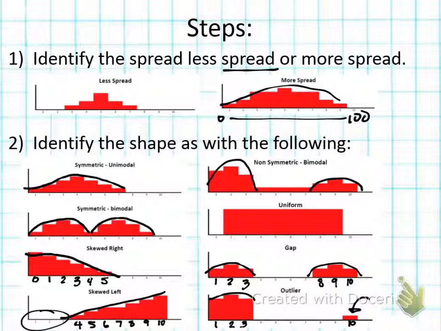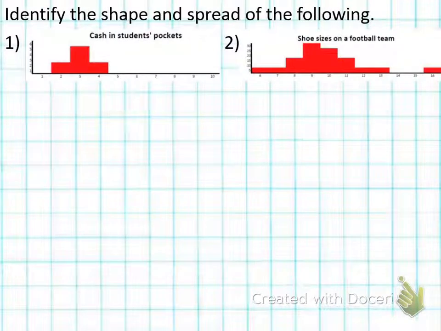Okay. So let's do number 1 and 2. Watch up here. Let's say I ask kids, how much cash do you have in your pockets, okay? And there's kids that have $2. There's kids that have $3 and $4. That's it, okay? Let's just say I asked all of you. This is what my curve looks like. What does it look like?